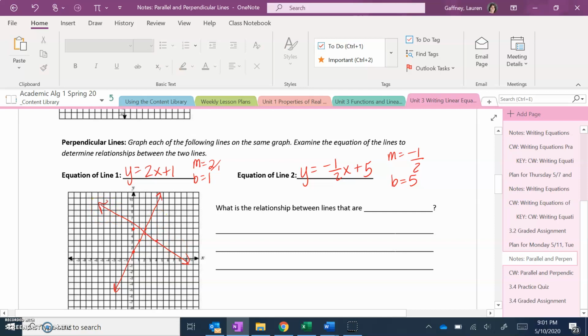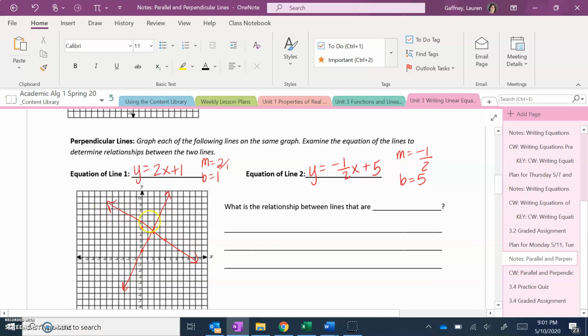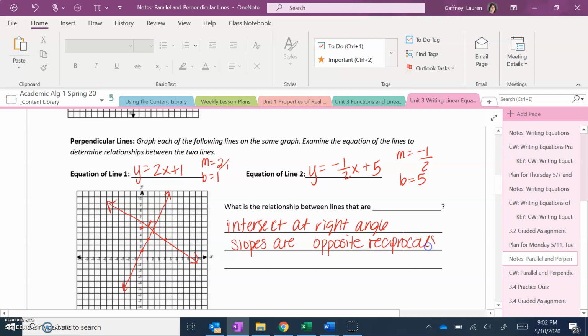Sorry, not the best connecting job there. So here, these are perpendicular, and perpendicular means that they intersect at a right angle. My gosh, I can't spell. Okay, the thing that you need to pay attention to here is that your slopes are opposite reciprocals, and I'll elaborate on that in 1 second. That's the key thing. So there's two parts to this. They need to be opposites and they need to be reciprocals.